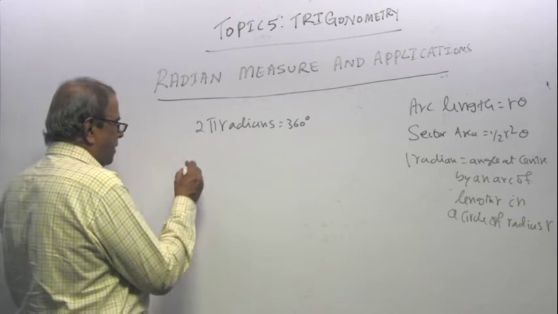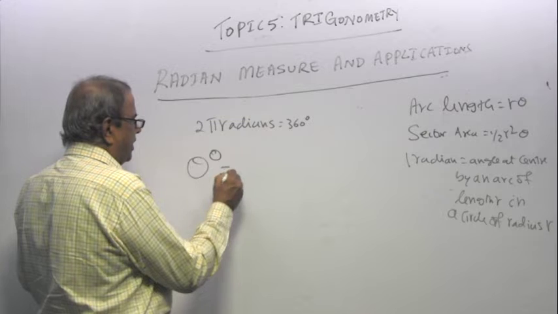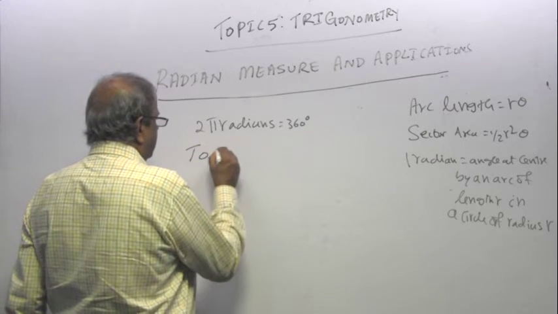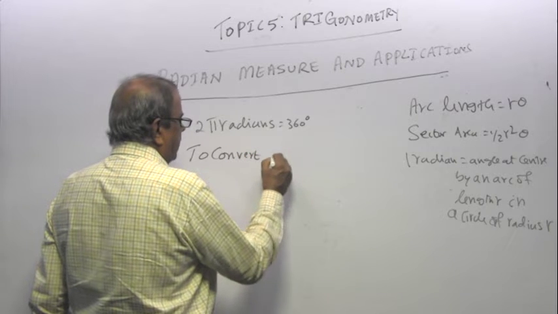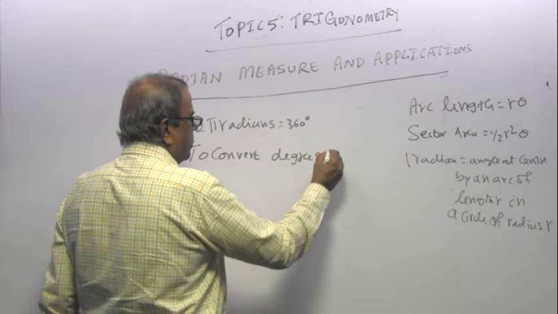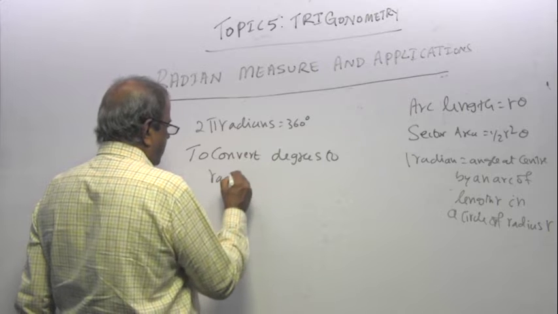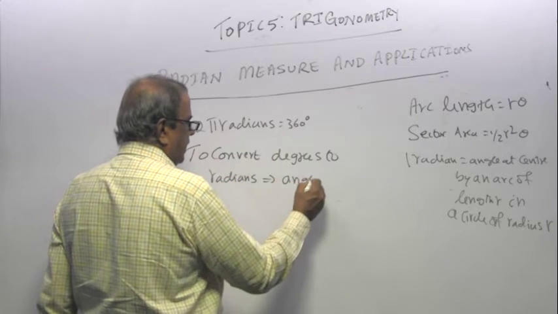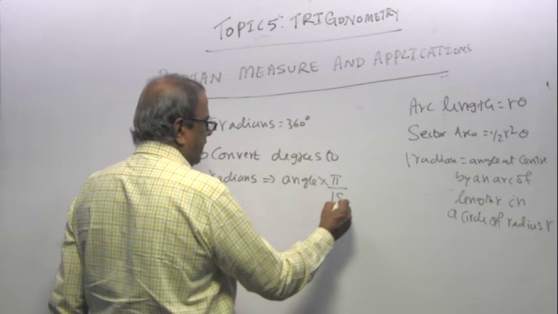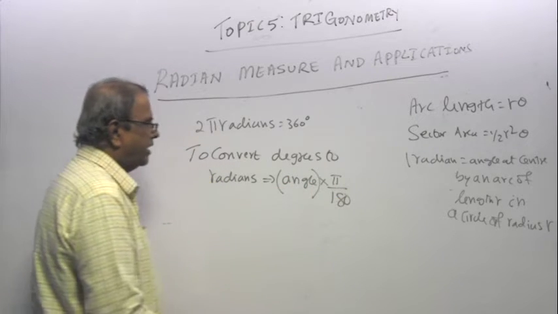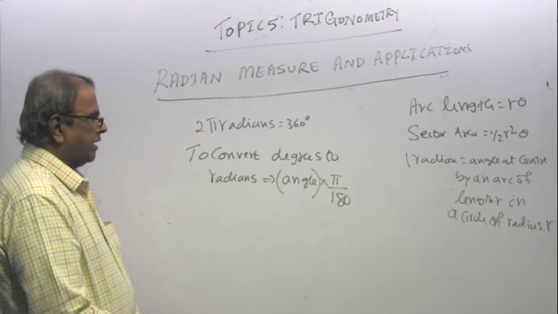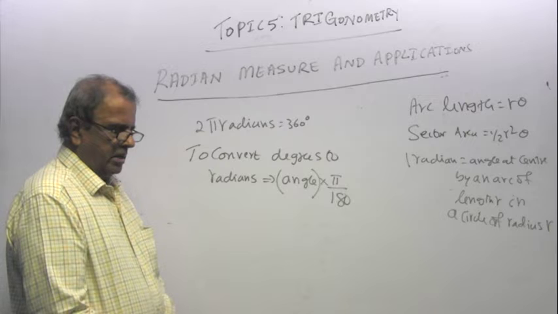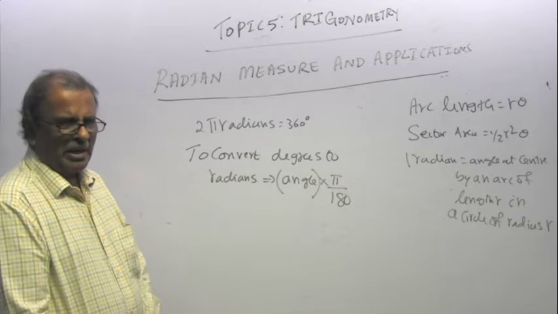So in other words, to convert degrees to radians, angle times pi over 180. Whatever the angle is, multiply by pi, divide by 180. I have done so many questions on trig equations, right?